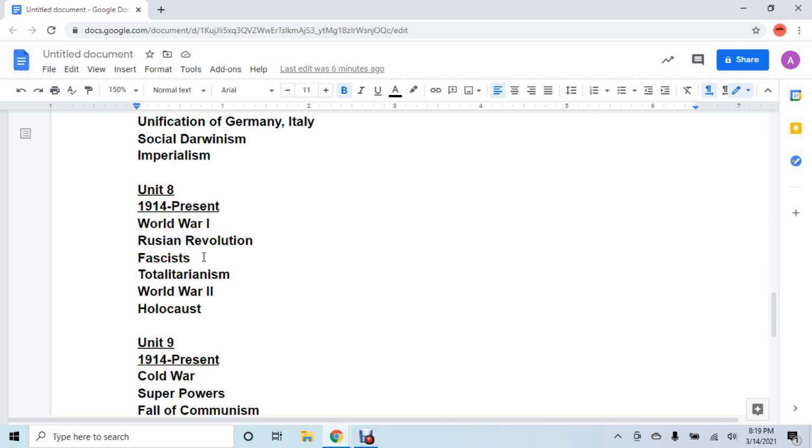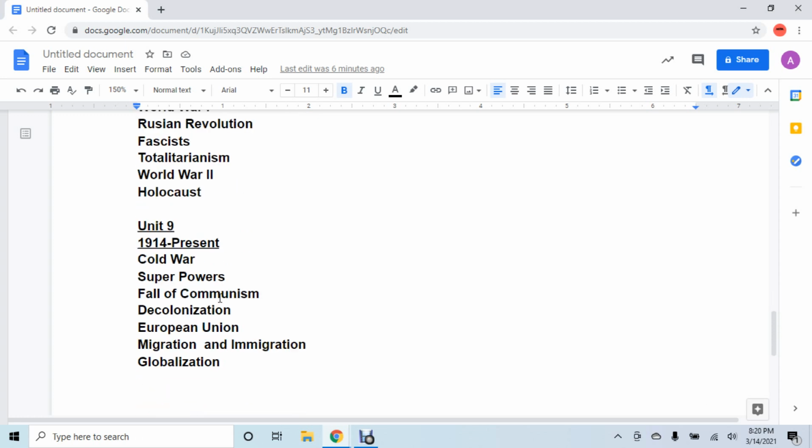Then you have Unit 8, which is 1914 to the present. This covers things such as World War I, which leads into the Russian Revolution, which is a very famous one. You have the rise of fascism, which is also totalitarianism, which is the idea of total control or dictatorships. This is also created during the Great Depression. Then you have World War II, which is a byproduct of World War I and the Great Depression, leads to totalitarianism, which leads to World War II. And then the Holocaust, which is self-explanatory.